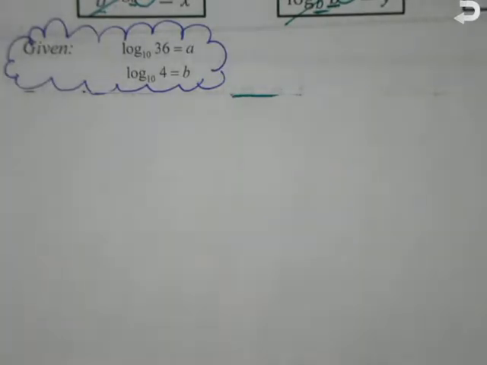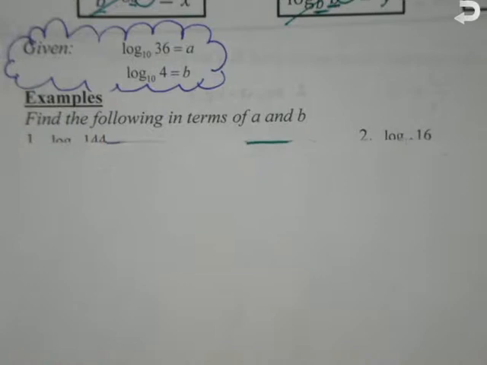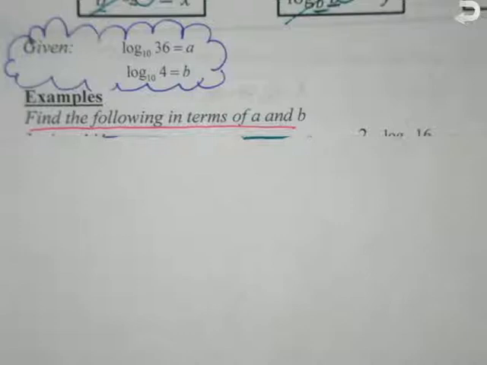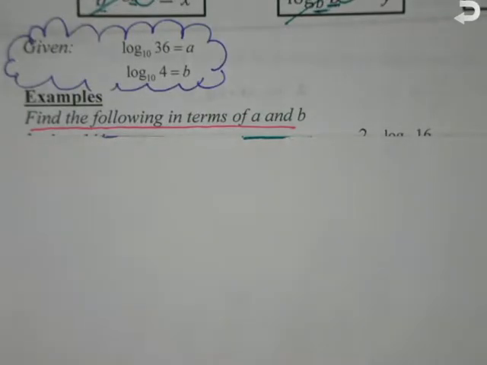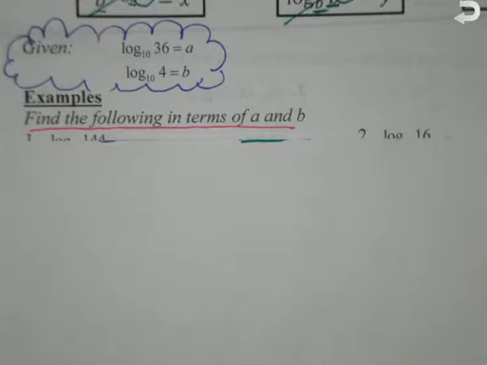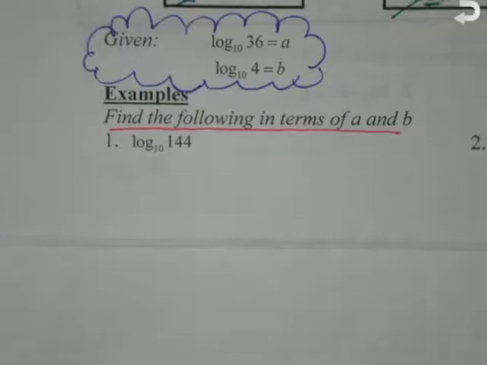Okay, and then I do want you to write this down also. For all of the examples, you are going to be finding the following logs in terms of A and B only. So in our examples, I'm going to be giving you logs of different numbers, but I want your answer to be in terms only of the variables A and B. So we're going to have to do some substitution here.